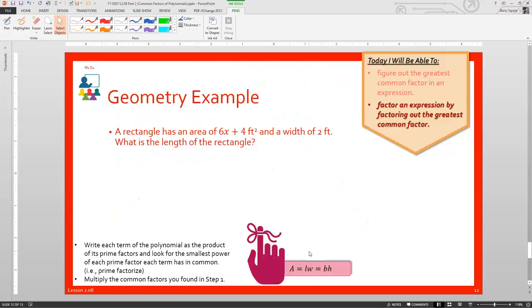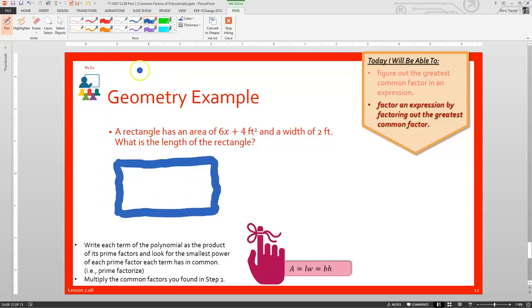It's a geometry example. Here I even gave us a reminder of what the area of a rectangle really is. I'm actually going to do this with a drawing. Whenever I have geometry questions, I always like to draw. So I'm going to draw a rectangle, and I am being told that the area is 6x plus 4 and the width is 2. So we need to find the length. I'm just going to call that L.